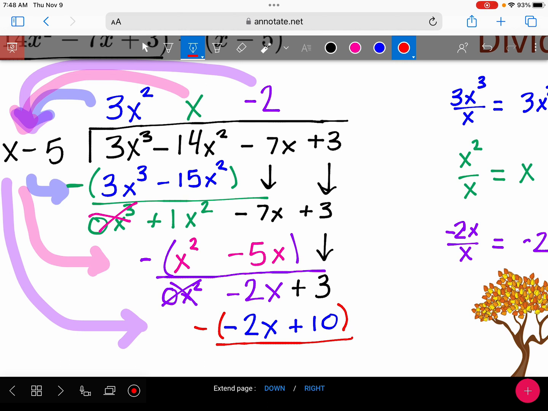So negative 2x minus negative 2x, what happens there? We have 0 x's. They cancel out. That is the whole point. 3 minus 10. Negative 7. Yeah. 3 minus 10 is negative 7. This is our remainder.